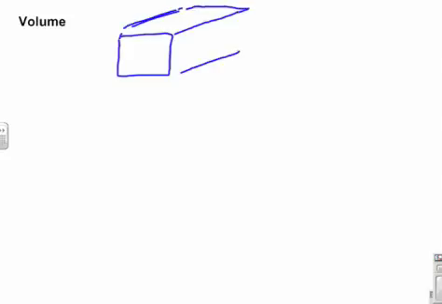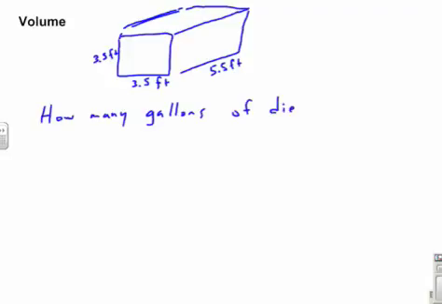So a simple problem I have on volume is just, can you find out how many gallons are in a certain tank with certain measurements? So let's say we have a rectangular tank, and we're going to say that this tank is 3.5 feet wide, and it happens to be 3.5 feet tall, and it's 5.5 feet long. And I would like to know how many gallons of diesel fuel would this hold?